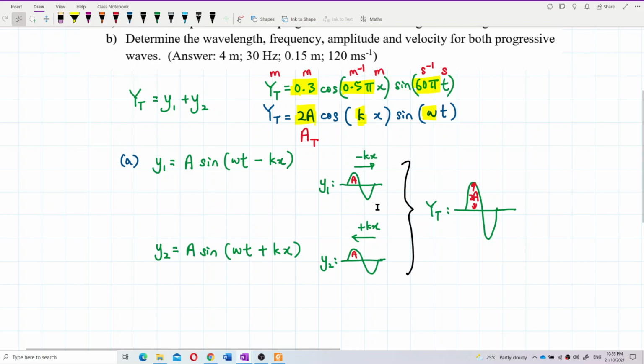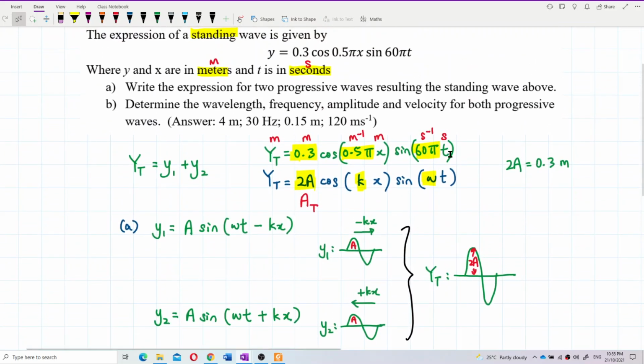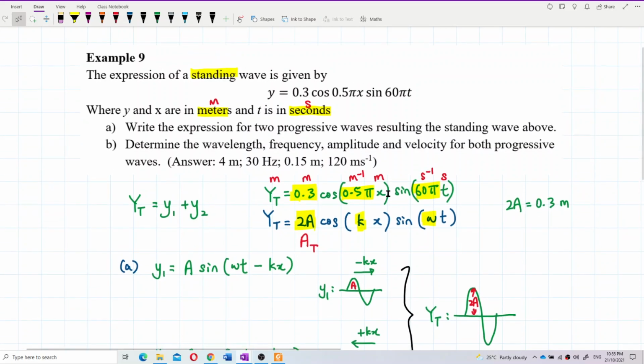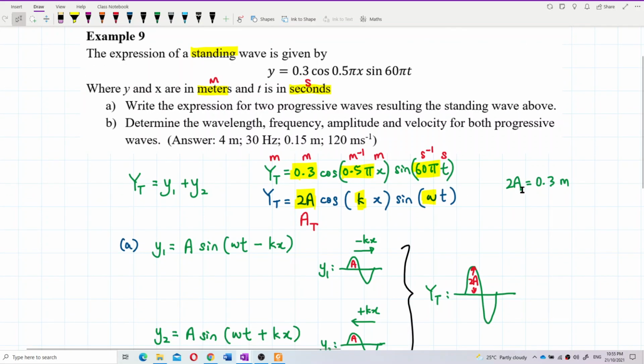Individual is just a. Moving to the right is negative kx. Going to the left is positive kx. Okay, so these are the two equations. So now, what is the a? A you just divide by 2 because we know that 2a is 0.3 meter. Remember, the 2a is in meter because it follows the y. The y is in meter, so 2a is also in meter.